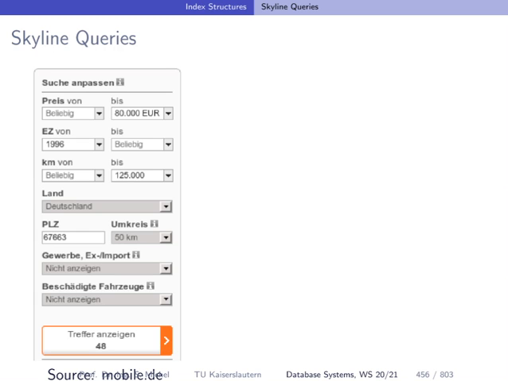To motivate skyline queries and also to see the difference to the aforementioned top K queries, let's have a look at this example. So what we see here is a screenshot from the mobile.de website. So you see it's in German, but that doesn't really matter.